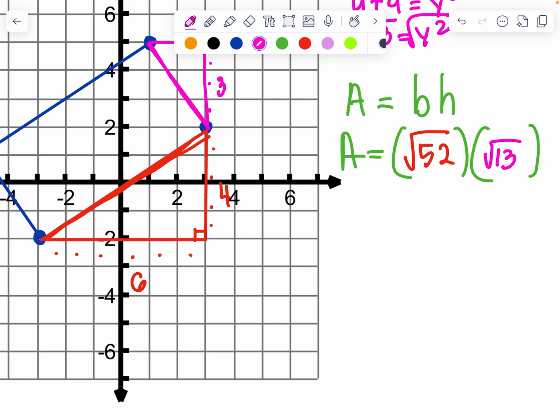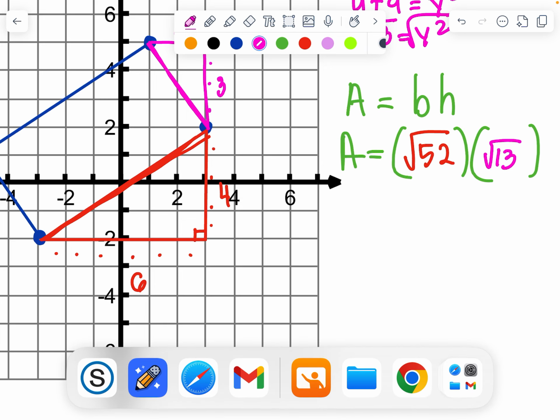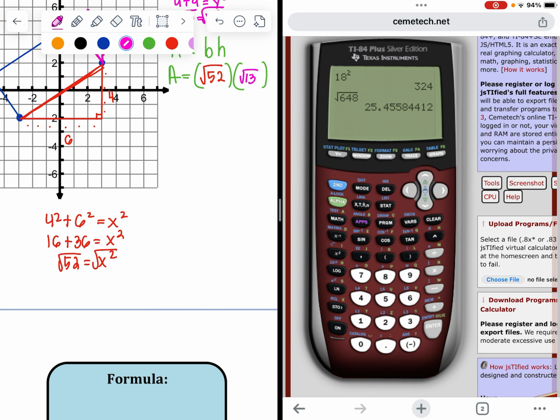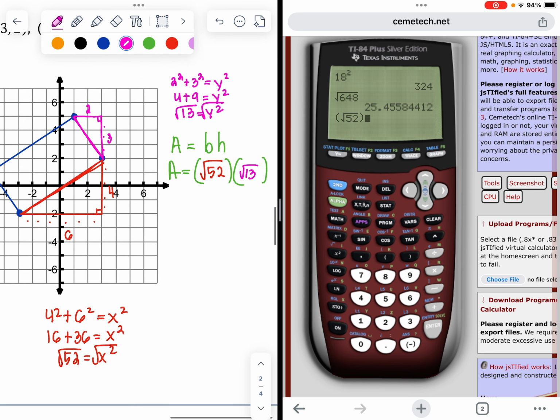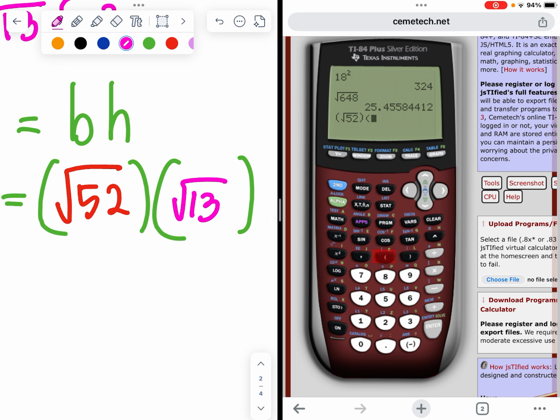Now I can put this in my calculator. So I'm going to put it in my calculator the exact same way that it looks right now. So I'm going to do parentheses, square root of 52. If you look at my calculator, I'm still underneath the square root, so I have to toggle to the right to get out of it. Close the parentheses. So I'm typing this right here. Open a parentheses. Square root of 13. Get out of the parentheses. Or sorry, get out of the square root.